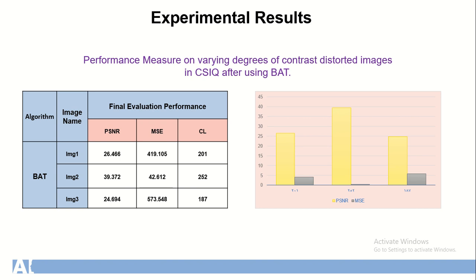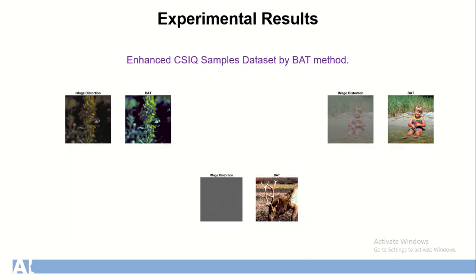Performance measure on varying degrees of contrast distorted images in CSIQ after using BAT. This table shows the final evaluation performance after using the BAT algorithm for PSNR, mean square error, and contrast level. And this is the graph for the results. And this is the enhanced CSIQ sample dataset by the BAT method, showing image distortion and the image enhanced by the BAT algorithm. This is the sample dataset.